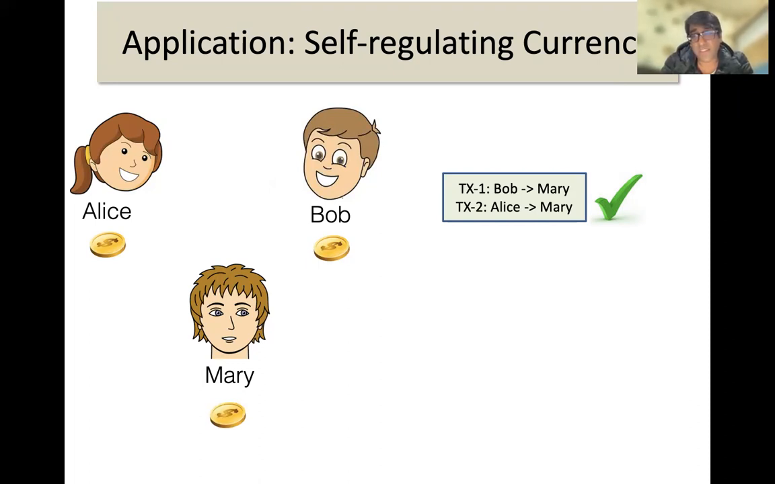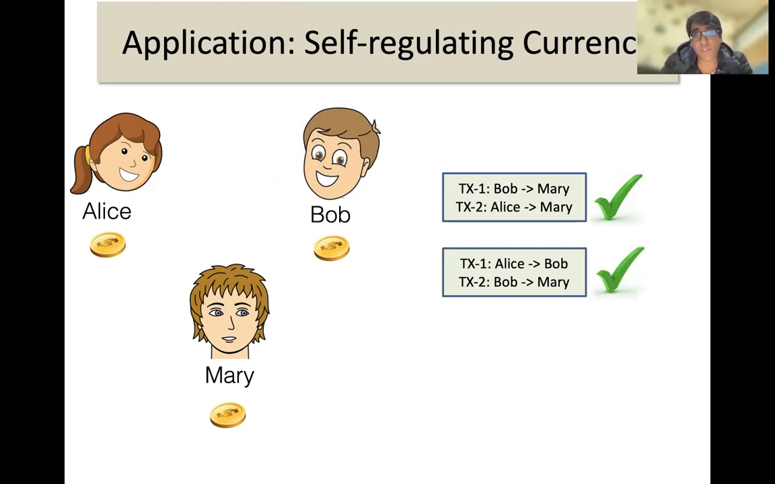And both of these transactions can happen simultaneously, right? Because all three of these players have $1, and so if Bob and Alice want to transmit $1 to Mary, there's absolutely no problem with doing that. Okay. Similarly, if Alice wants to pay Bob $1 and Bob wants to pay Mary $1, this is fine. Their balances are enough to do that, right?